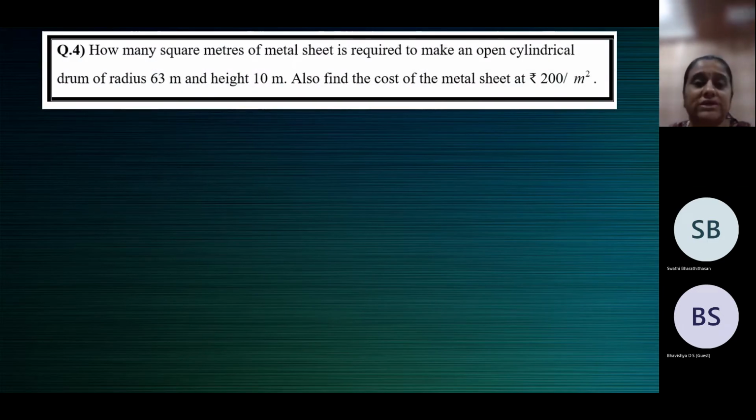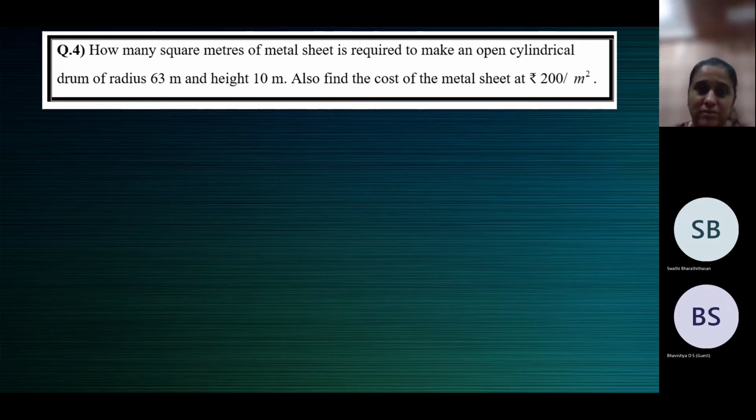How many square meters of metal sheet is required to make an open cylindrical drum of radius 63 meters and height 10 meters? Also find the cost of the metal sheet at rupees 200 per meter square. How many square meters of metal sheet is required to make an open cylindrical drum?